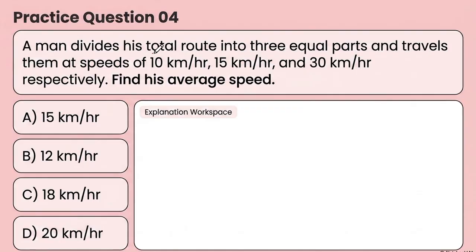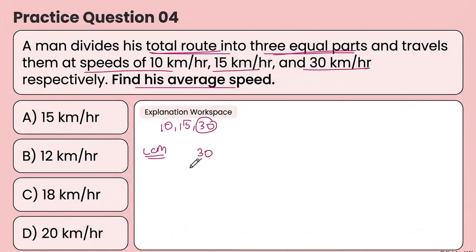A man divides his total route into 3 equal parts and travels them at speeds of 10 km per hour, 15 km per hour and 30 km per hour. Find his average speed. Again, the total route is divided into 3 equal parts, so we can use this method. The speeds are 10, 15 and 30. First part, find the LCM. The biggest number is 30. Then check whether the remaining two numbers divide 30. 10 divides 30, yes. 15 divides 30, yes. So 30 is our LCM.